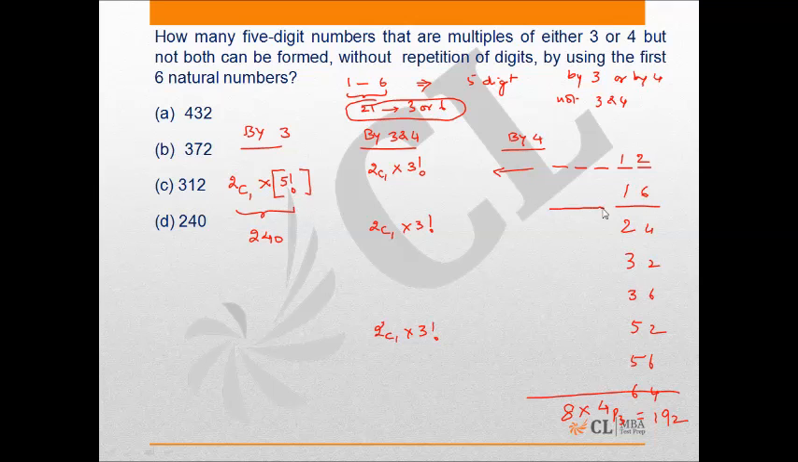Now suppose we have 1, 6 as the last 2 digits. While forming the first 3 digits, we necessarily will have to remove 3. So we have only one option for removal of a number, and the remaining 3 digits can be arranged in 3 factorial ways. The same logic holds true for each of the cases here.